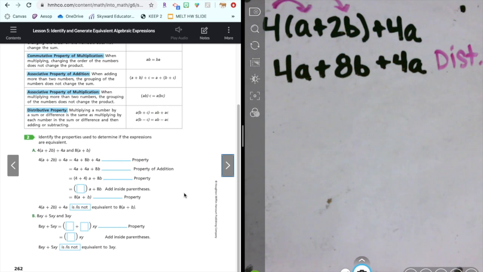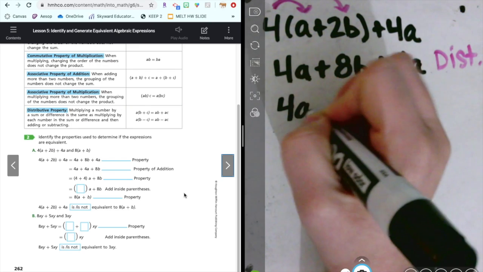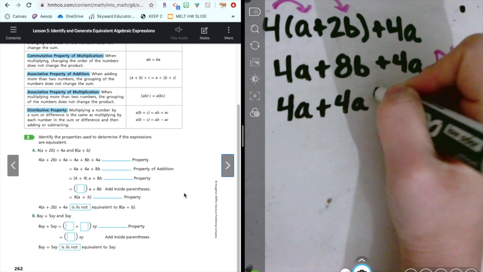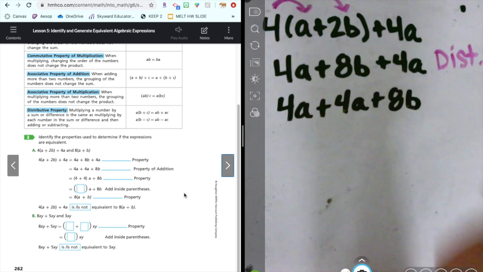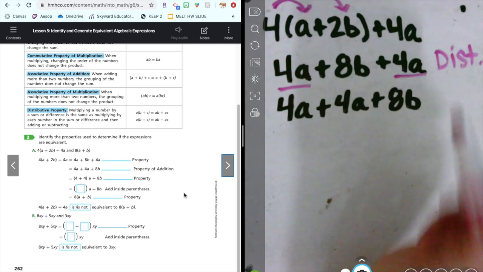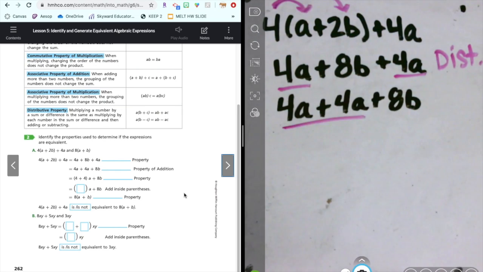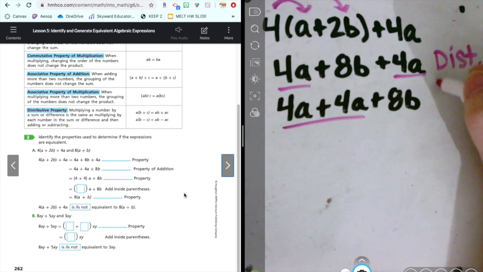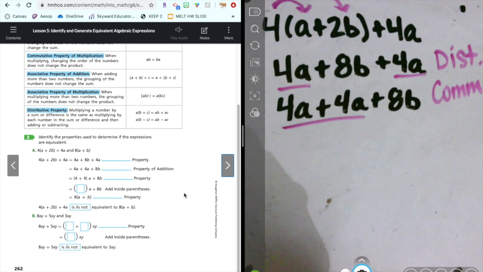Okay. Then they said, let's say it's 4a plus 4a plus 8b. Well, notice our 4a and our 4a were separated. Now they're together. There's a property that says the order doesn't matter, and that's the commutative property. So that's what they did there.